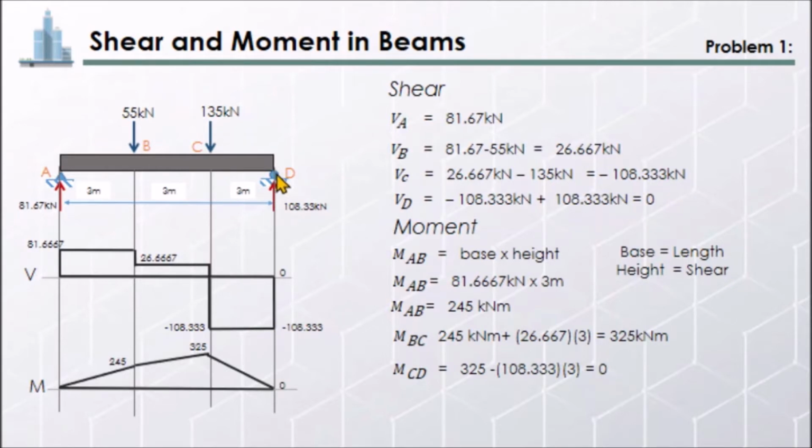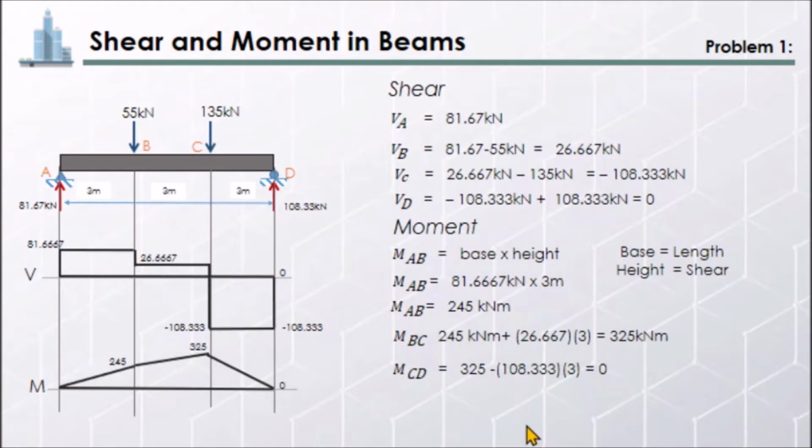Now, from point C to D, do we have a load? None. So, we're just going to draw a horizontal line here. Now, at point D, a load comes in. It is a reaction upward. That is equal to 108.33 kilonewton. So, we have the shear here at point D, negative 108.33 kilonewton plus the reaction 108.33 kilonewton. So, we get 0 in the shear.